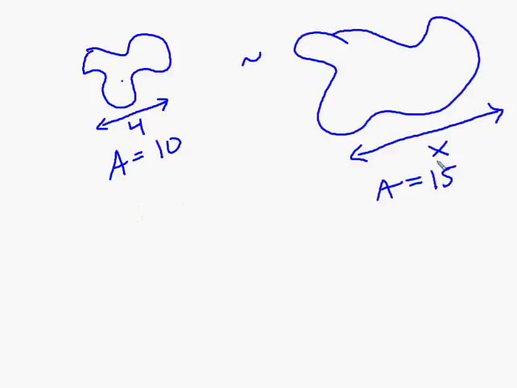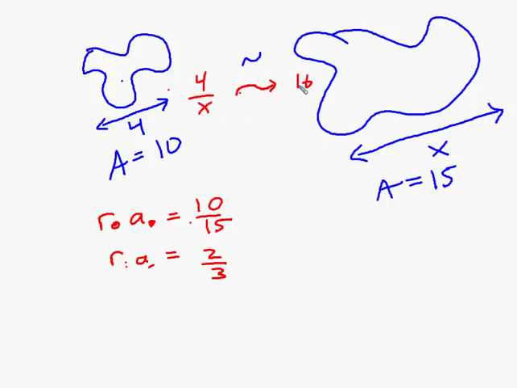Okay, so I want to find the missing side. Let's do it Jacob's way, because that's fine. So the ratio of my areas is what? 10 over 15, and I can reduce that to 2/3. Now, my sides are 4 to x. What Jacob is saying is, according to our process, if I square that, I get the ratio of my areas. Is everyone with me?